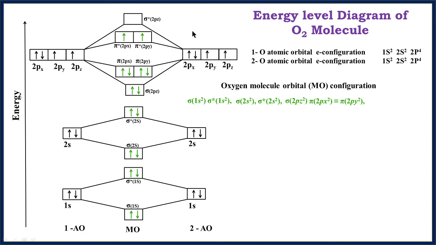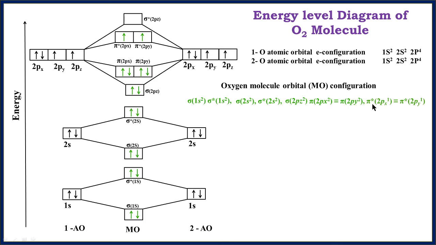Now we can see the molecular orbital configuration for the 2p orbitals. So this is sigma 2pz2. We can see sigma 2pz2. This sigma 2pz has 2 electrons. Next, pi 2px2 is equal to pi 2py2, because pi 2px and pi 2py have the same energy.